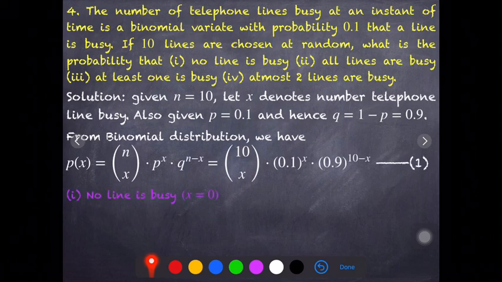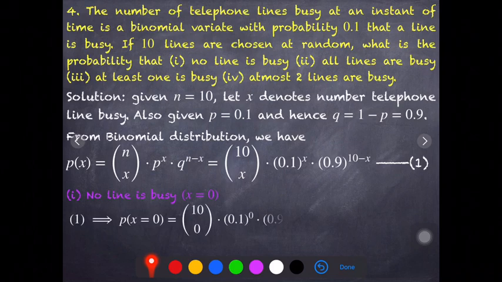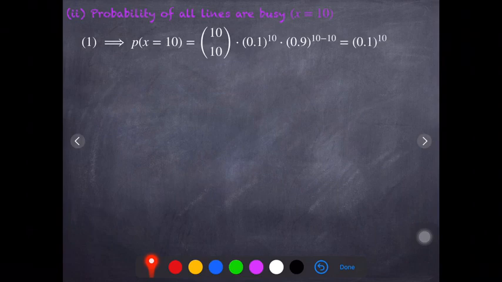So the first sub question, no line is busy means x is equal to 0. Put x equal to 0 in equation number 1 and simplify, we'll get 0.3487. The second sub question is all lines are busy. So put x equal to 10 in equation number 1 and we'll get 0.1 power 10. Since a few of the students are fixing to 4 decimals, if you evaluate using the calculator, you will get 0.000. Since 0.1 power 10 has the 1 only after the 10th decimal place, keep the term as it is, that is 0.1 power 10.